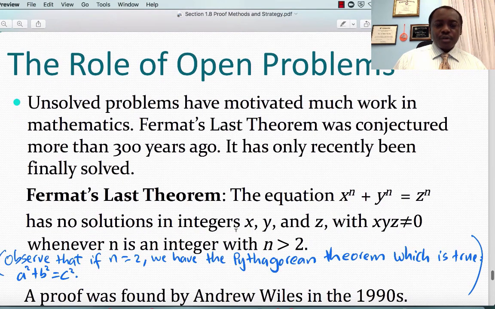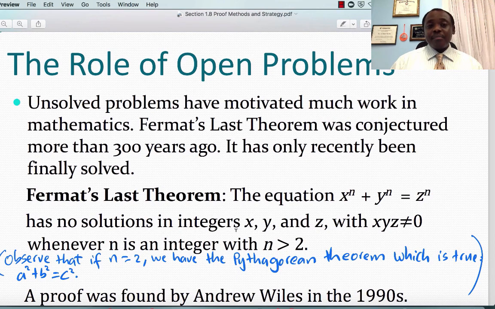Now, before we conclude, let's talk about open problems. The role of open problems. Open problems are very important. They are called unsolved problems, and they have motivated much work in mathematics. One famous open problem was known as Fermat's last theorem.